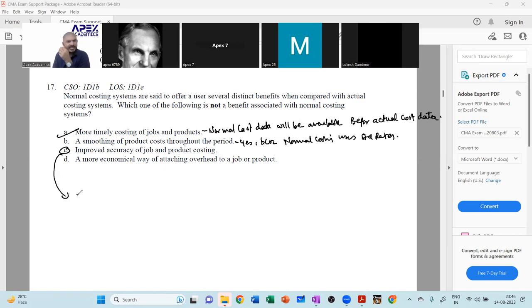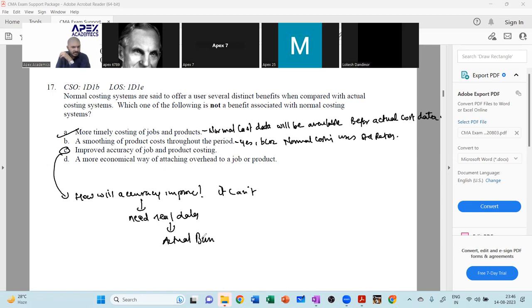How will accuracy improve by using normal costing? How will accuracy improve? It can't. Accuracy needs real numbers, real data. And this real data is available only on an actual basis. So statement number C is a false statement.